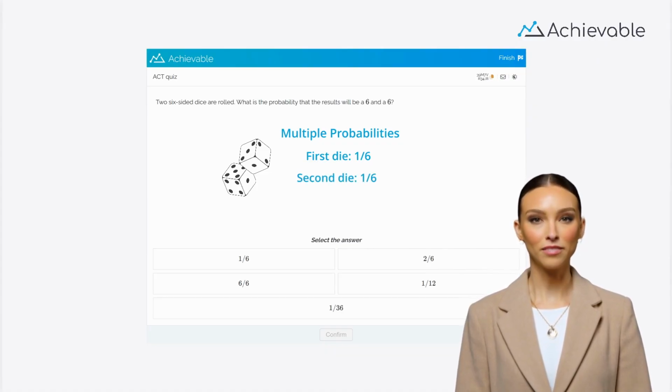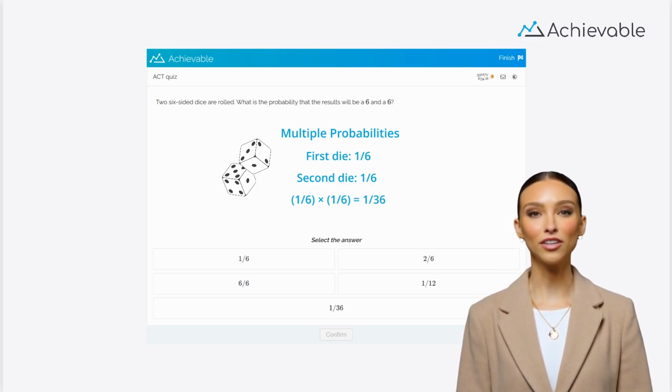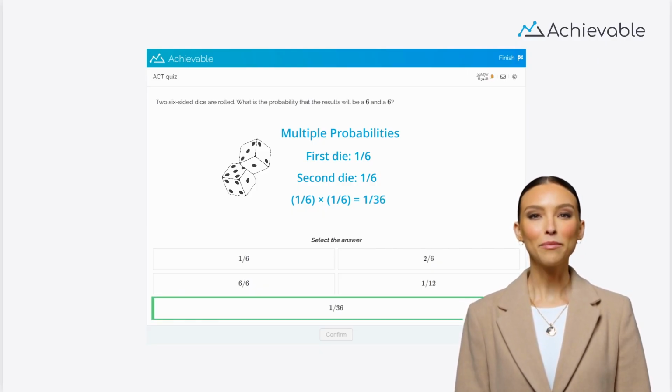1 over 6. Since these are independent rolls, we multiply the probabilities together. 1 over 6 times 1 over 6 equals 1 over 36. So the final answer is 1 over 36. This means there is a 1 in 36 chance that you will roll a 6 and another 6 when you roll 2 dice.